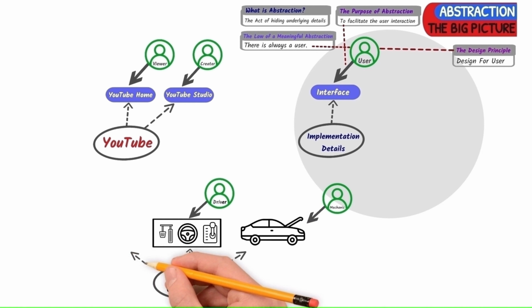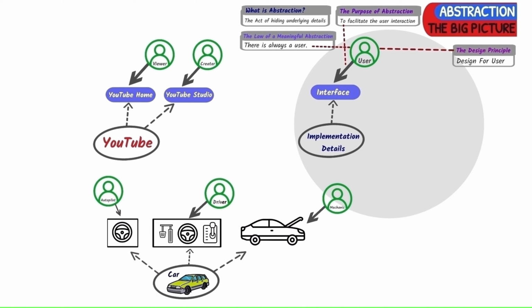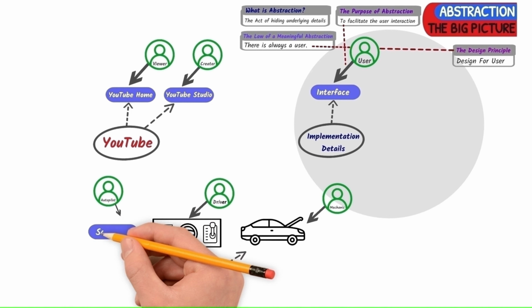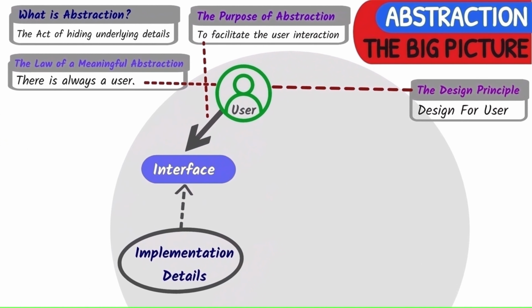At the same time, self-driving cars don't use the same interface that a human driver does. In the future, as we build more trust in self-driving technology, we might see cars fully operated by AI with no need for a human interface at all. So in short, interfaces are always designed for users.